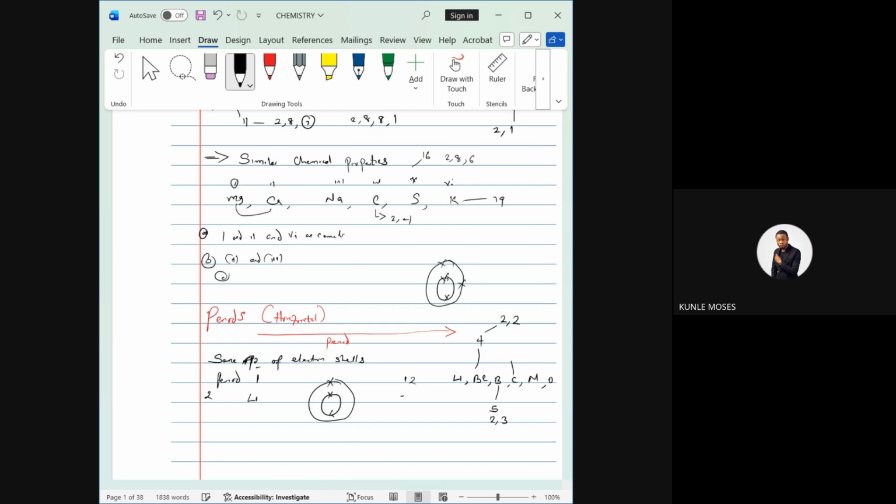Carbon is element number 6, so that would be 2,4. 2 in the inner, 4 at the external. Nitrogen is 7, that's 2,5. 2 in the inner, 5 in the external. Oxygen is 8, that's 2,6. 2 in the inner, 6 in the external. Do you all understand how periods work? Same number of electron shells.